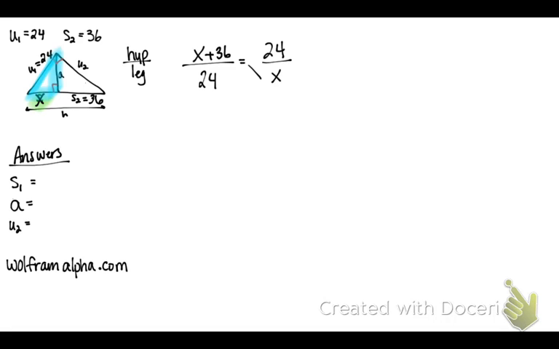So we cross multiply. We've got x squared plus 36x. Make sure that you distribute your x to both the x and the 36. And then equals 24 times 24, which is 576. So we're going to subtract the 576 over, and we will have a quadratic to solve.